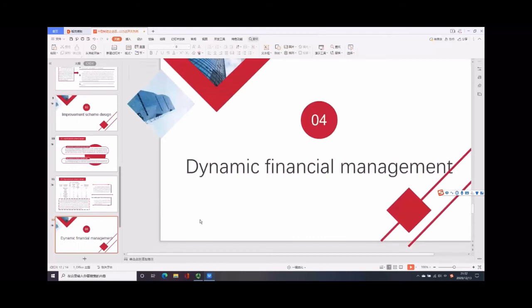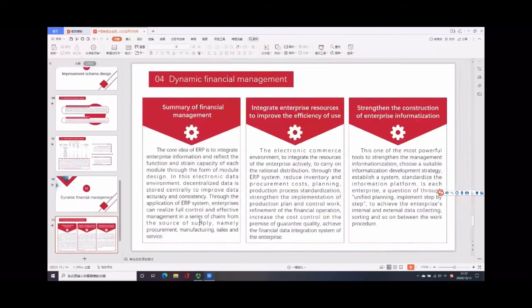And the fourth is dynamic financial management. The first is the summary of financial management. The core idea of ERP is to integrate enterprise information and reflect the function and capacity of each module through the form of model design. In this electronic data environment, data is integrated to present data accurately and consistently. Through the application of the ERP system, the enterprise can realize full control and effective management in a series of chains from the source of supply, namely manufacturing, sales, and service.